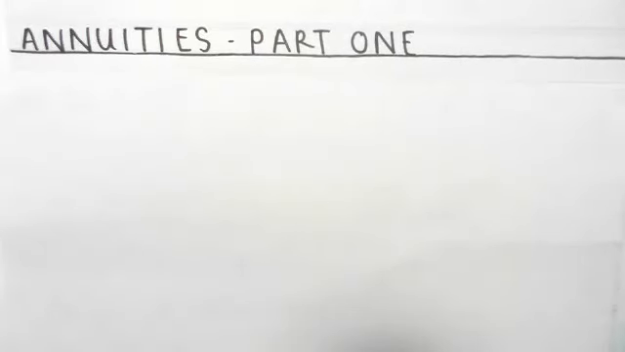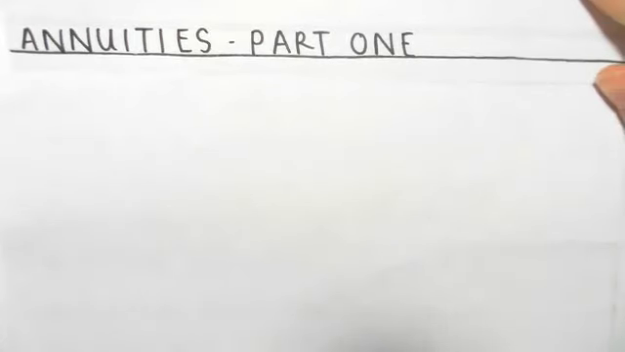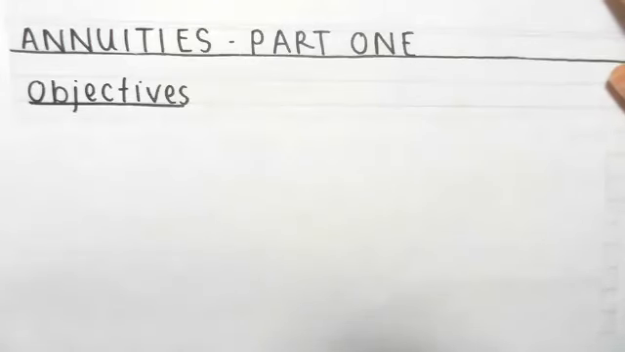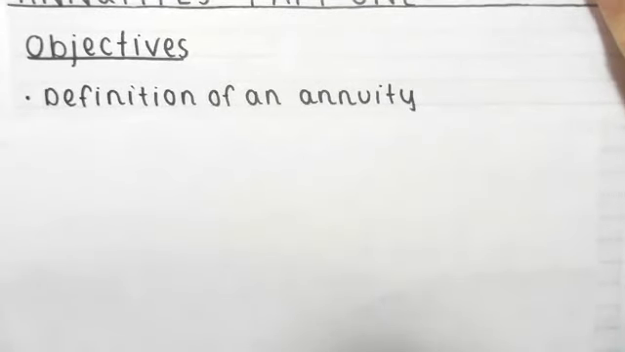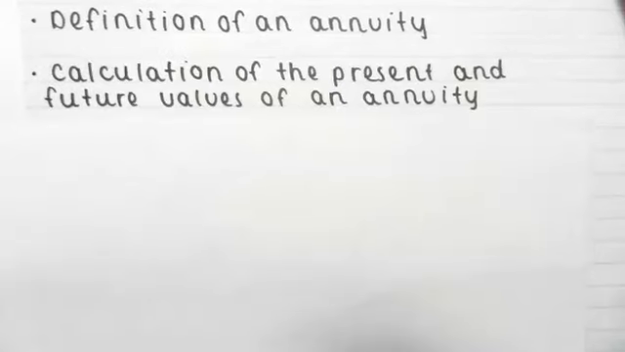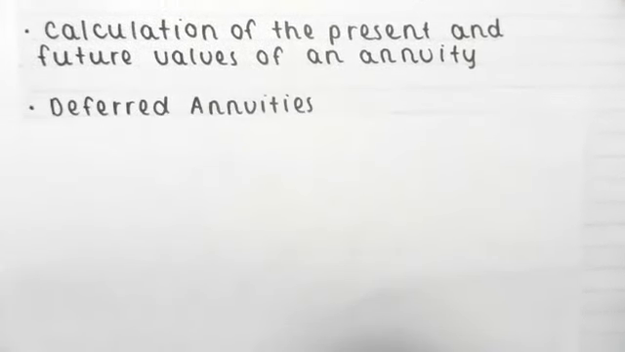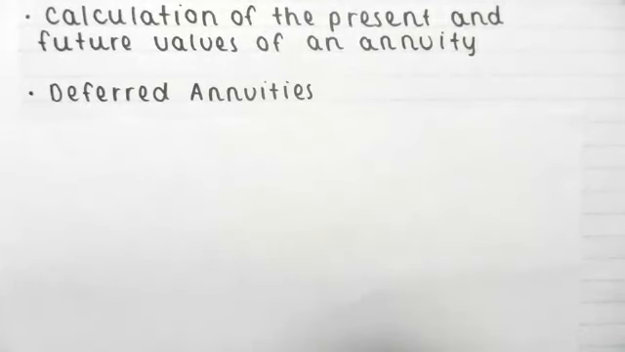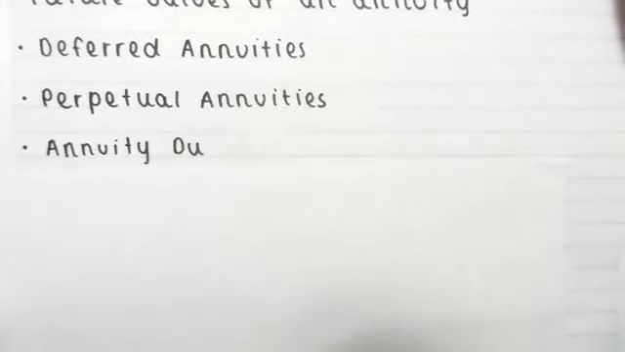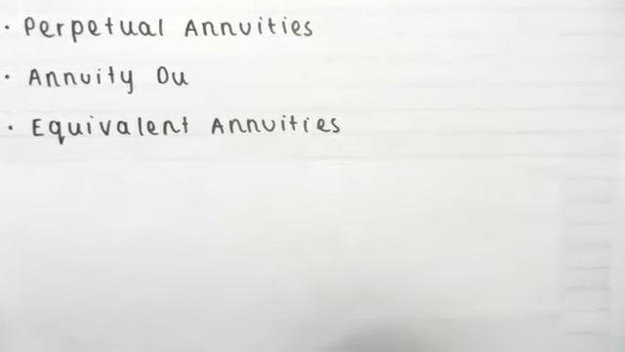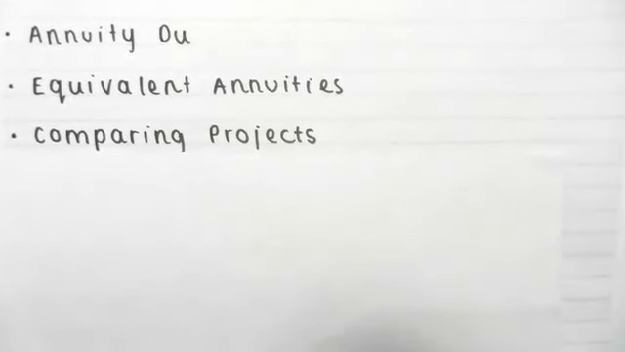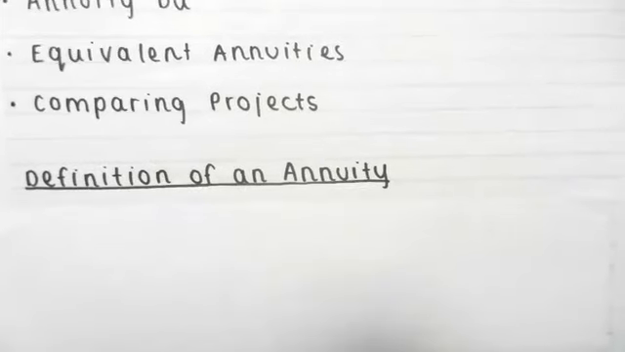So what we'll be taking a look at in this multiple part series is annuities. So this is part 1 of that series. In the annuities topic, we're going to be looking at a number of things, and this includes the definition of an annuity, the calculation of present and future values of an annuity. We're going to be looking at deferred annuities, as well as perpetual annuities and what we call annuity dues. We'll be looking at how to calculate equivalent annuities, and then looking at how we use annuities to compare multiple projects.